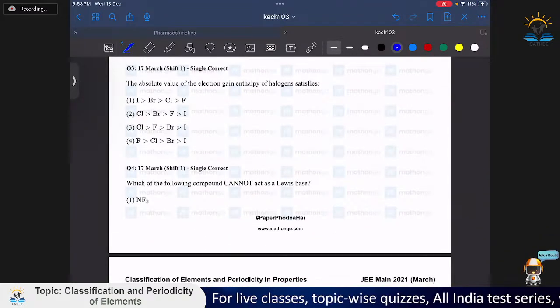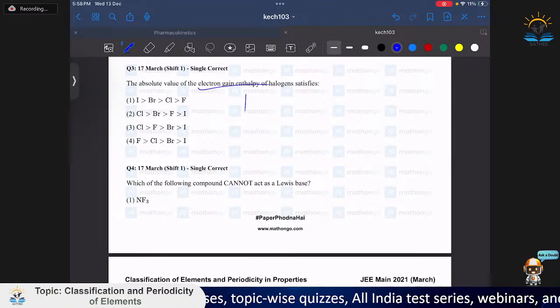Then the next question is the absolute value of electron gain enthalpy of halogens. Electron gain enthalpy decreases from top to bottom. Fluorine will have the highest electron gain enthalpy, followed by chlorine, bromine, and iodine.